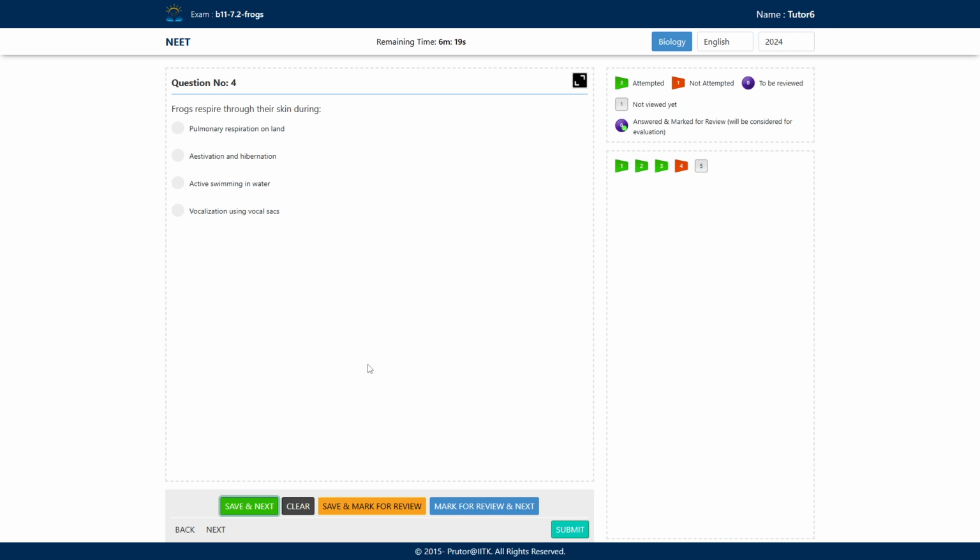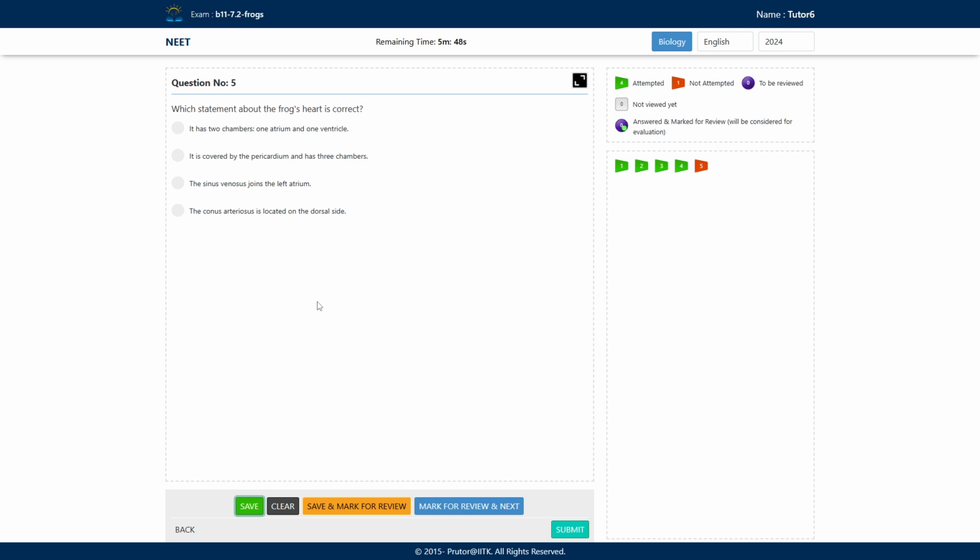Frogs respire through their skin during A. pulmonary respiration on land, B. estivation and hibernation, C. active swimming in water, D. vocalization using the vocal sac. So frogs respire mostly through their skin at the time of estivation and hibernation. Yes, this is the correct answer.